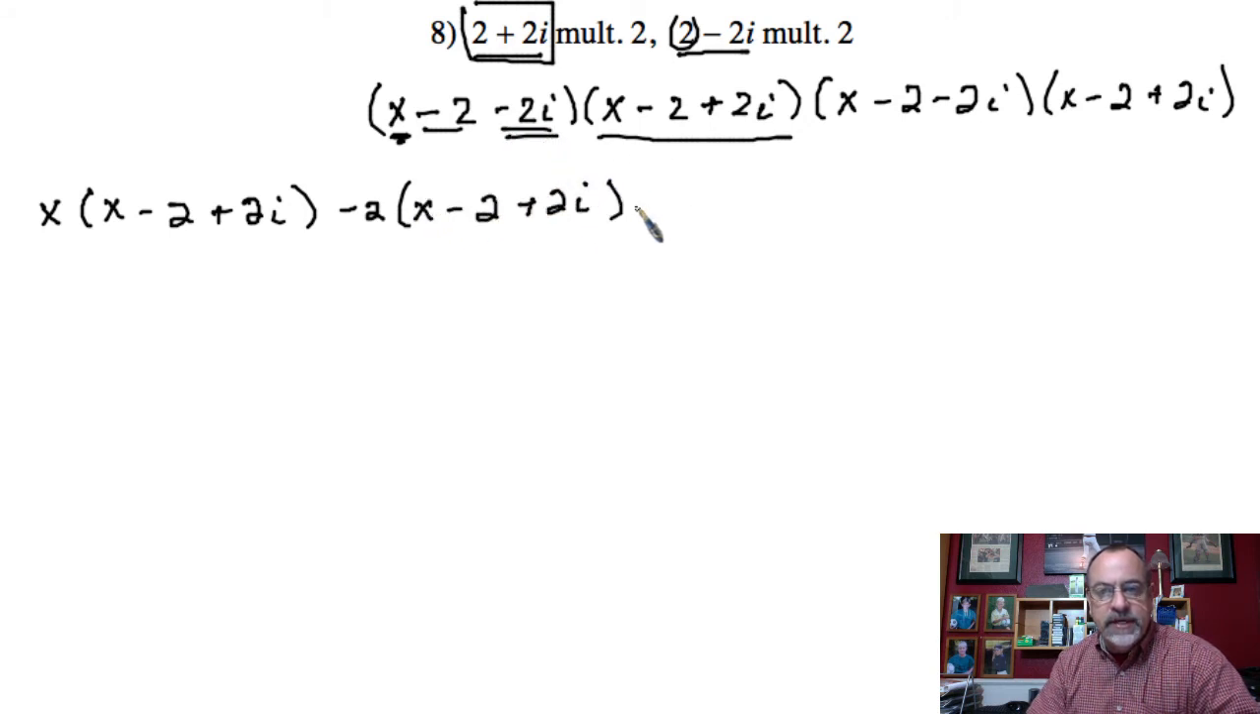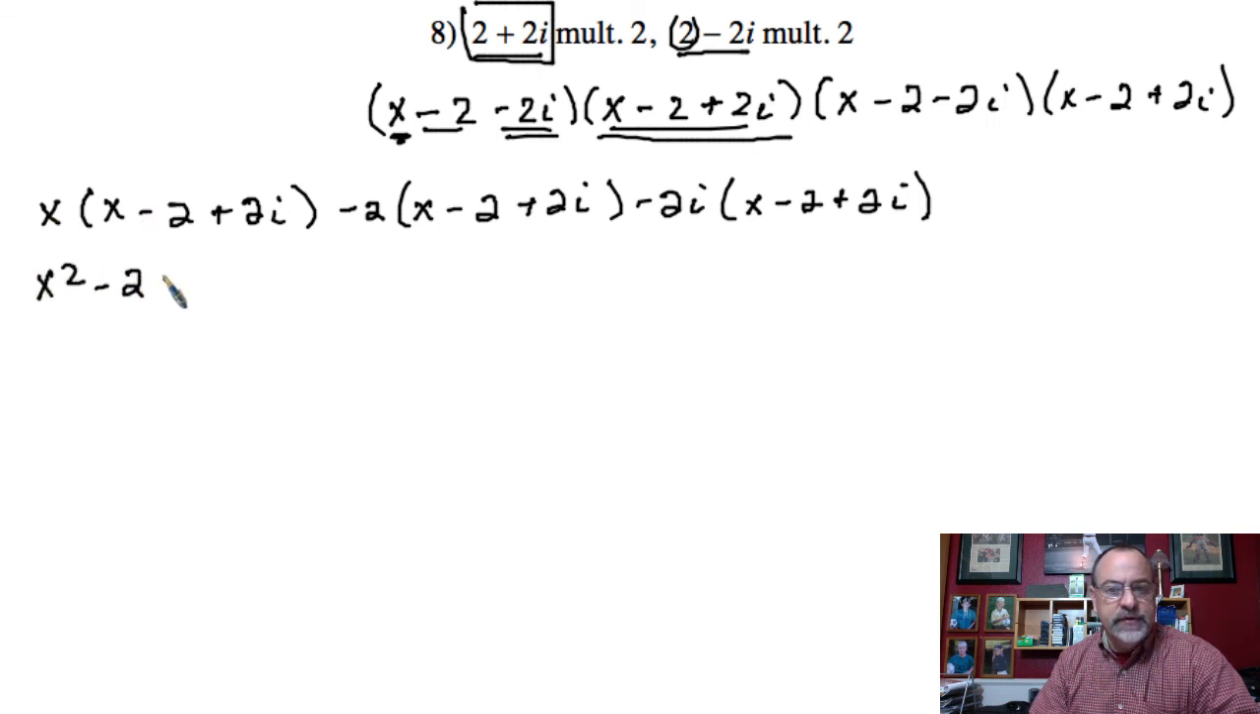And then I'm going to take this negative 2i and multiply it by this trinomial. So again, we're just doing the distributive property with all 3 values. All right, so we'll distribute this. So now I have x squared. X times negative 2 is negative 2x, and x times 2i is simply 2xi, or 2ix, however you'd like to write it.